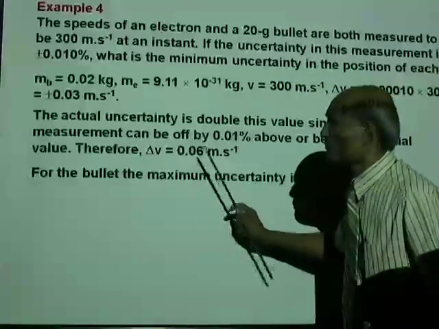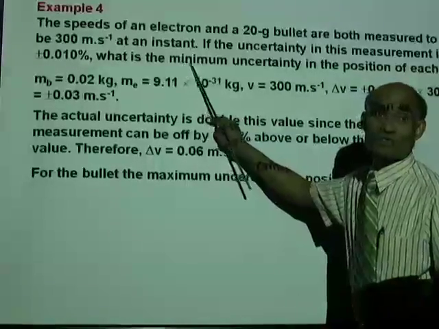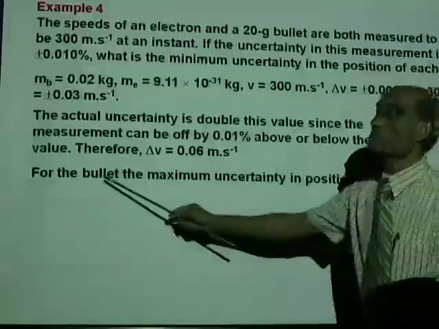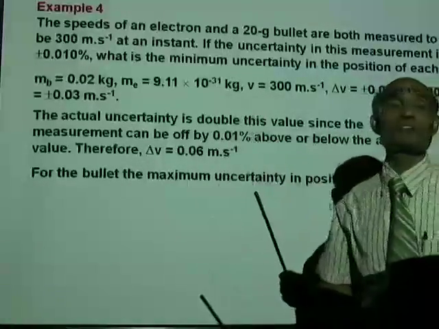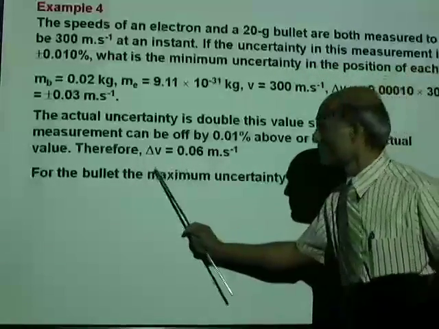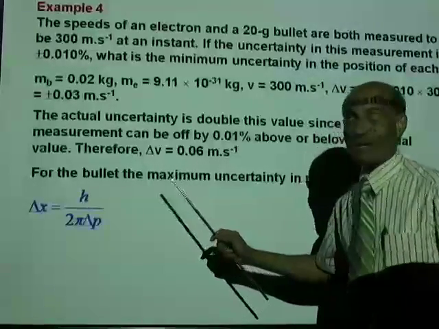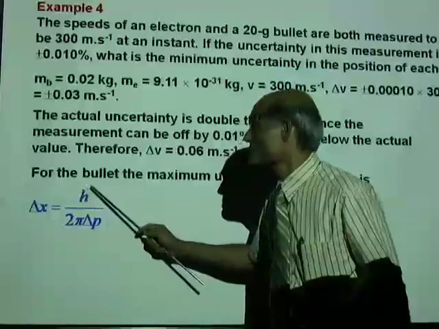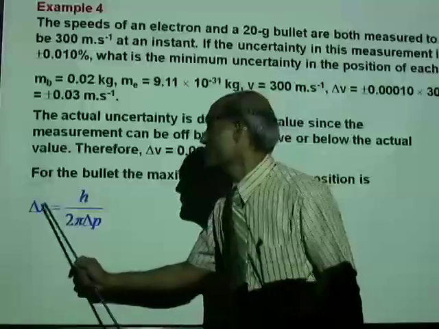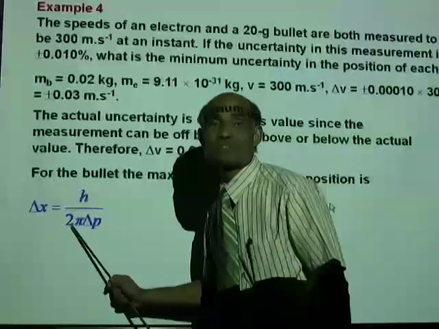Now, for maximum uncertainty, no. You try to change this to minimum. Is that right? That's what we want to find. To find the minimum uncertainty for the bullet, as well as the electron, if you change that maximum to a minimum, what will our equation be? It will be delta x equal to h over 2 pi delta p, because delta x times delta p equals h over 2 pi.